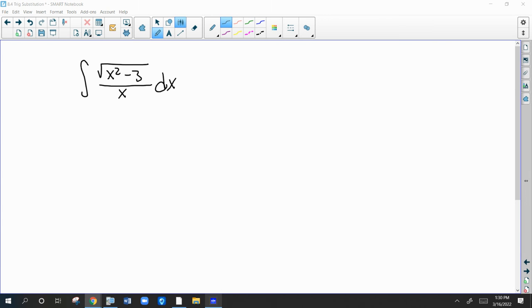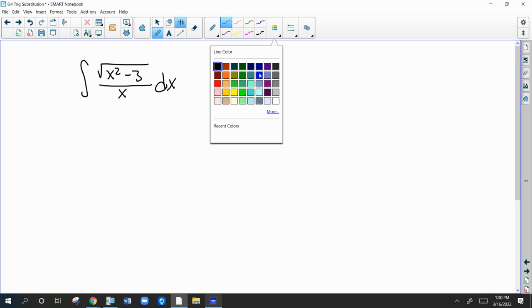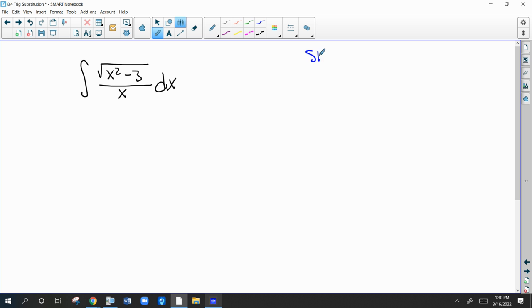Oh, let's try this one. This is an integral with a square root, and we have a quadratic underneath the radical. So we're going to try a Pythagorean identity. The two Pythagorean identities we have to choose from are sine squared plus cosine squared equals 1, and then we can also use tangent squared plus 1 equals secant squared.